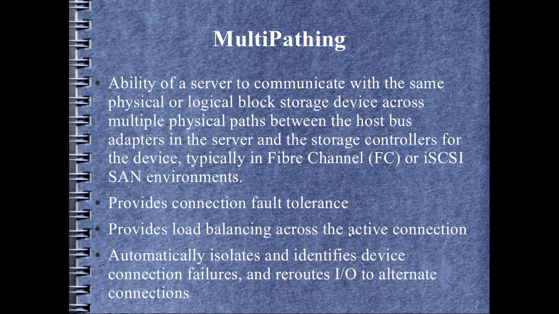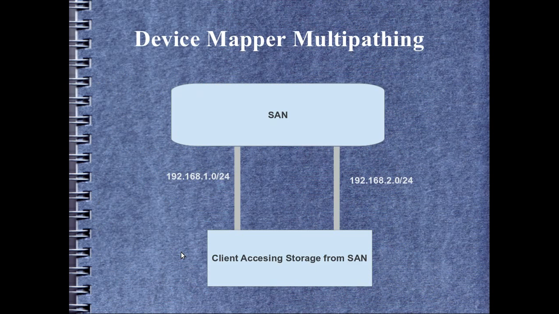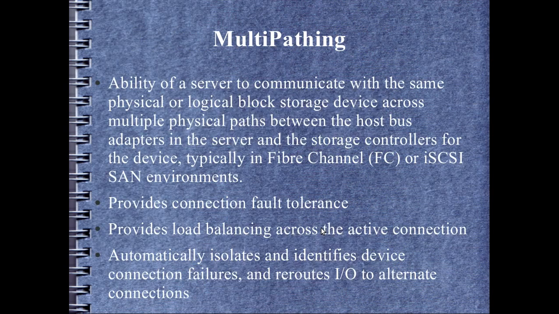It provides load balancing across active connections, provides connection fault tolerance, automatically isolates and identifies device connection failures, and reroutes IO to alternate connections. So as soon as one of the connections goes down, other connections will be used to send the traffic to that particular LUN, and effectively that block device will still be accessible and you can continue working on it and your application will not be impacted.